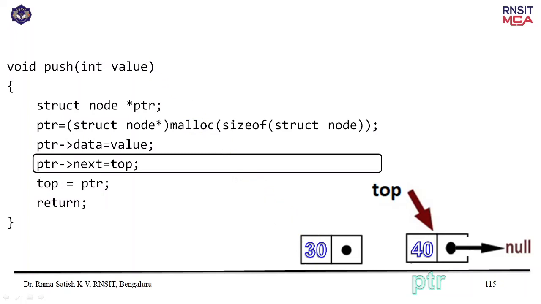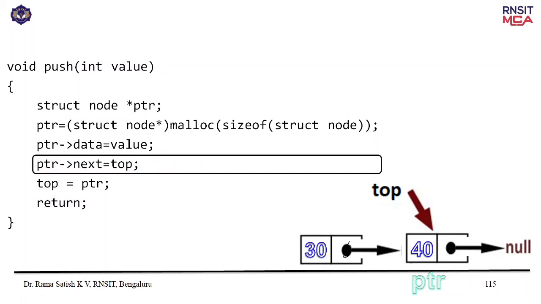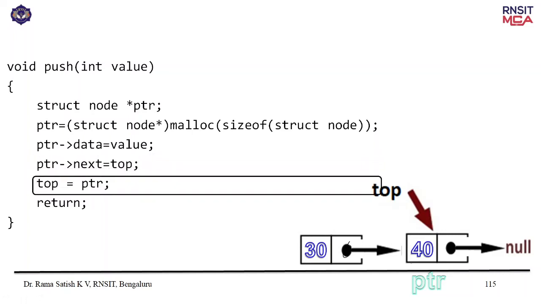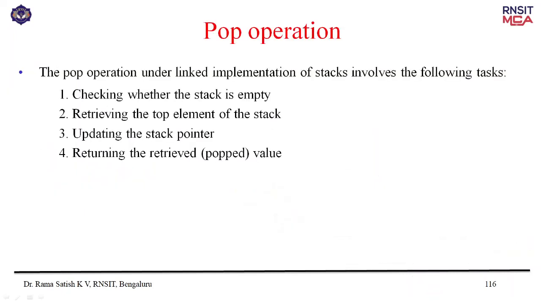Next, PTR of next is equal to top. PTR of next, this pointer, this place, is equal to top. Top means where top is pointing. So top is pointing to the 40. Yes, it is pointed. Now in the next line, top is equal to PTR. So wherever the new pointer is created, there the top gets moved. Yes, it is moved. So this is an insertion.